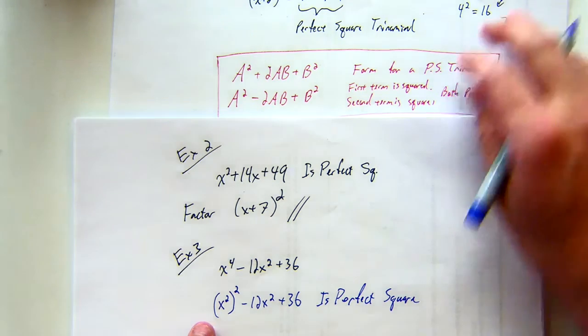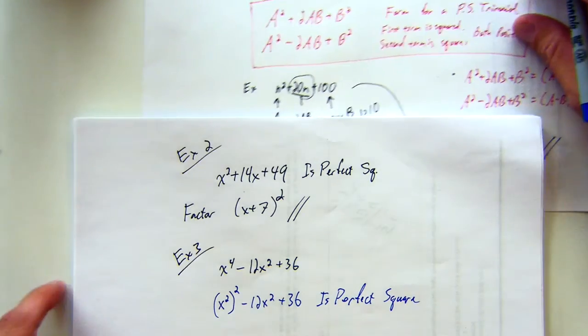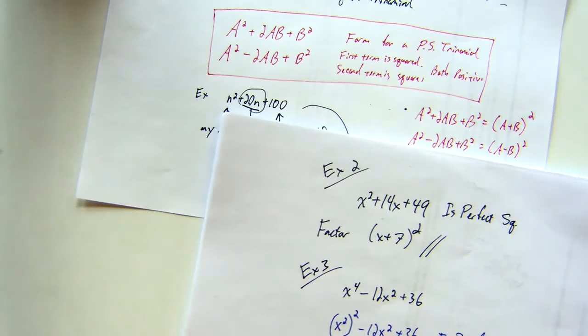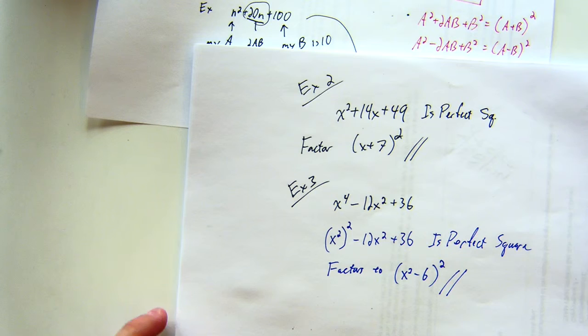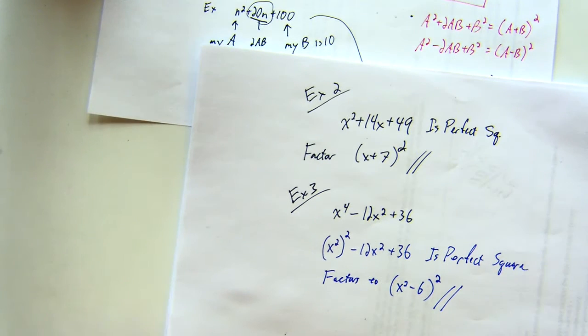It factors to what, according to my formula? Not x minus 6. No, x squared minus 6. It factors to x squared minus 6 quantity squared. Using this rule here, this formula. Again, I will provide these for you.